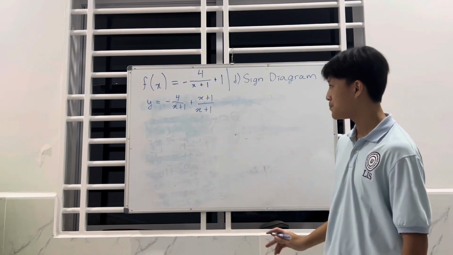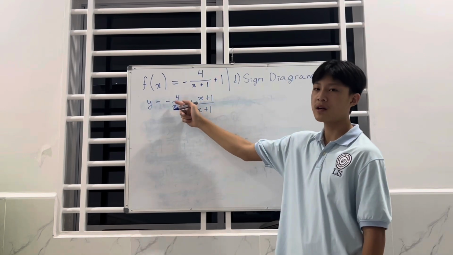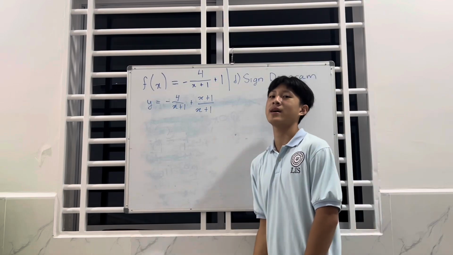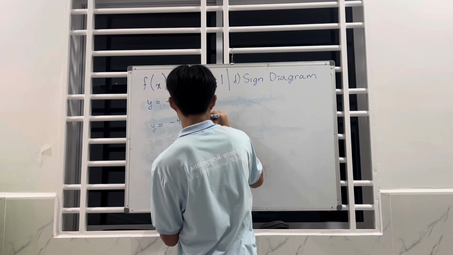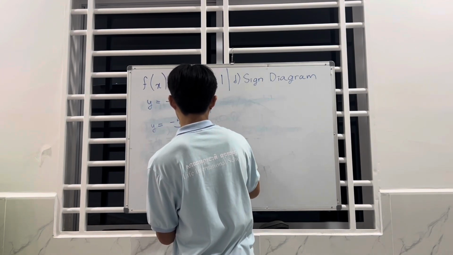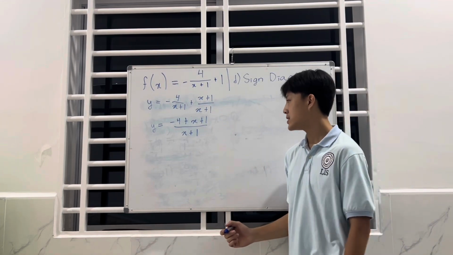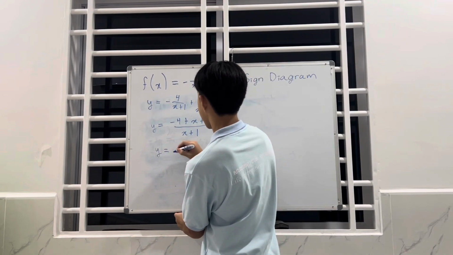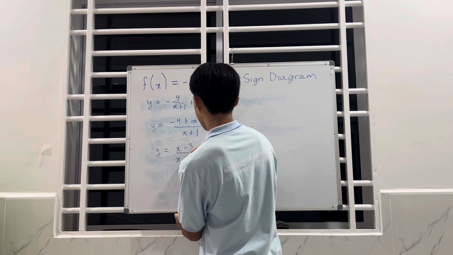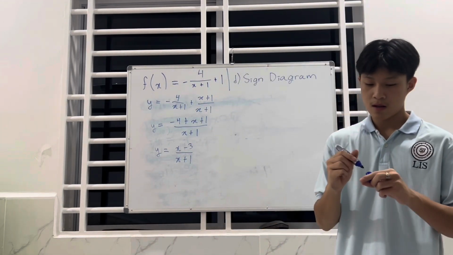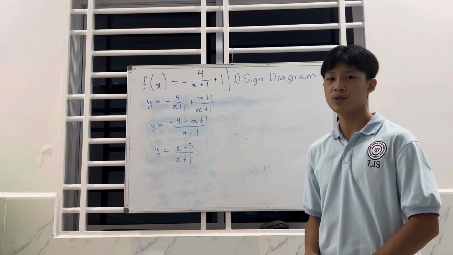And after you did this, as you can see, both denominators are the same, so we can add the numerator with the numerator. Let me show you again. Just like this. And after this, you need to simplify the equation. And there you go. We have made this into a fraction form, which makes it possible now to do the sign diagram.